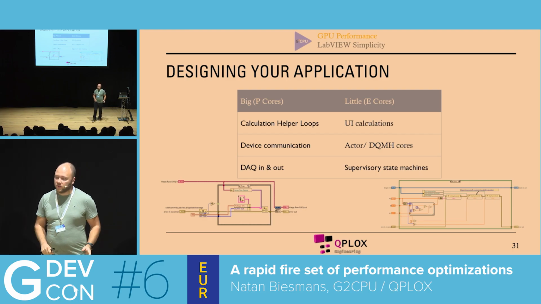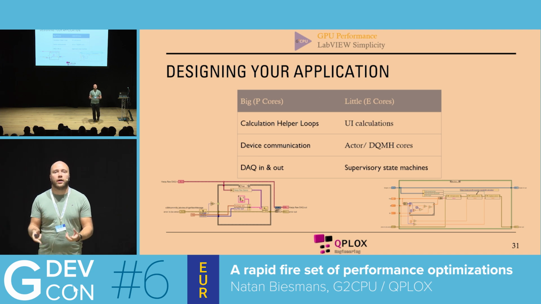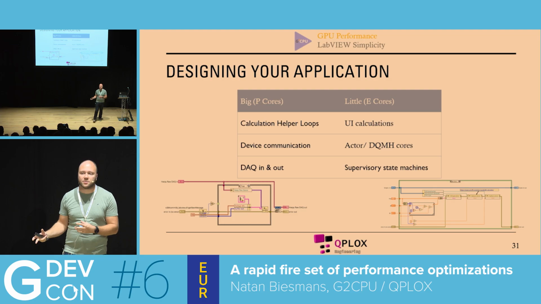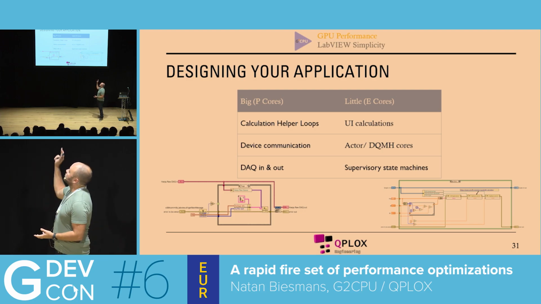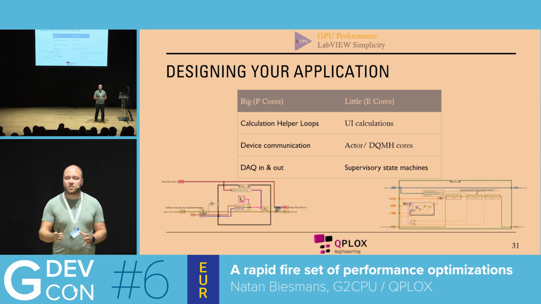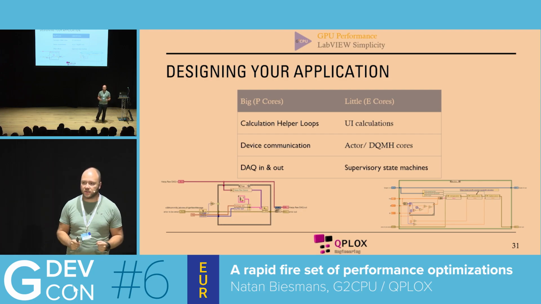The little E cores are great for, for example, the UI, where if the UI stutters a little bit, it's not as bad as if your feedback loops start stuttering. Then suddenly you get real issues. Also, I tend to recommend the actor or DQMH cores which normally just pass on messages. They shouldn't do that much processing. Often they are well suited for those efficiency cores.